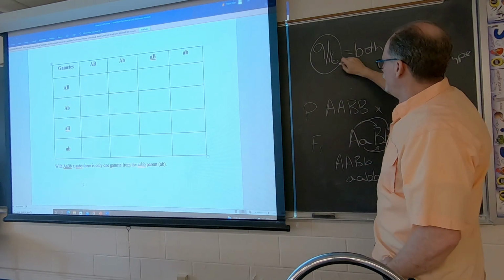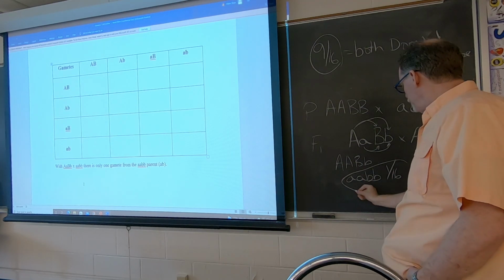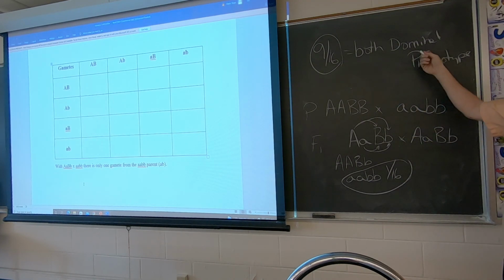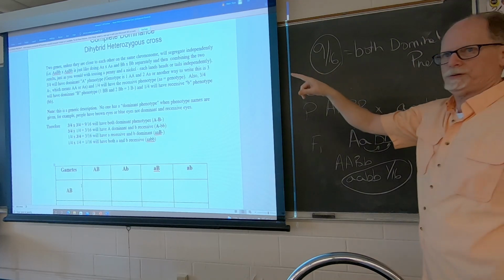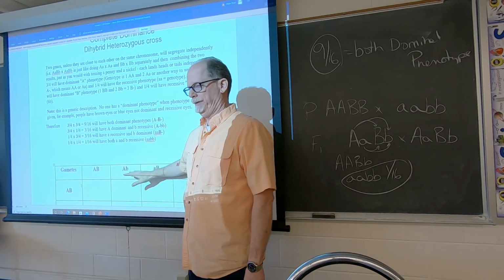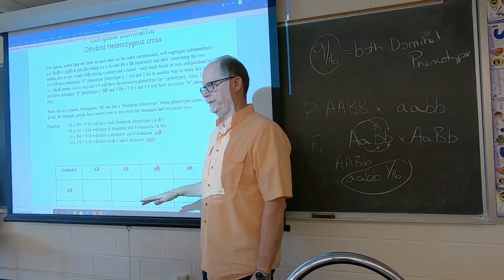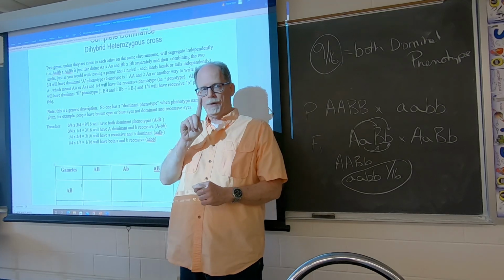So 9/16 and 1/16 are the two important ones. Both recessive, both dominant, when we're referring to a dihybrid heterozygous cross. It doesn't matter what the phenotypes are, right? That doesn't, it can be anything. As long as it's dominant recessive, we're talking about 2 genes instead of 1.